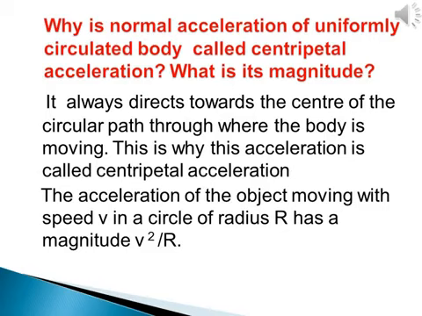Why is the normal acceleration of a uniformly circulated body called centripetal acceleration? What is its magnitude? As normal acceleration is always directed towards the center of the circular path along which the body is moving, that is why this acceleration is called centripetal acceleration. The magnitude of centripetal acceleration of an object moving with speed v in a circle of radius r is equal to v squared by r.